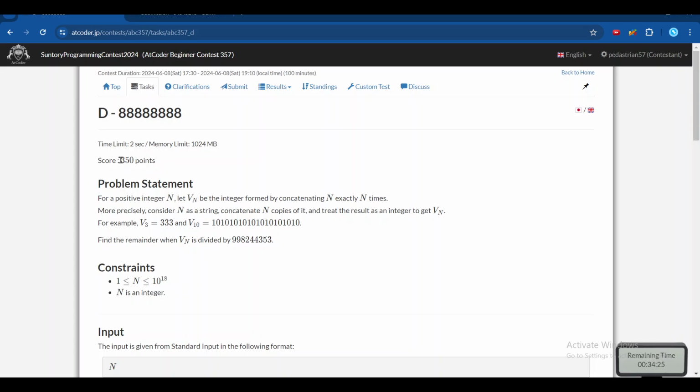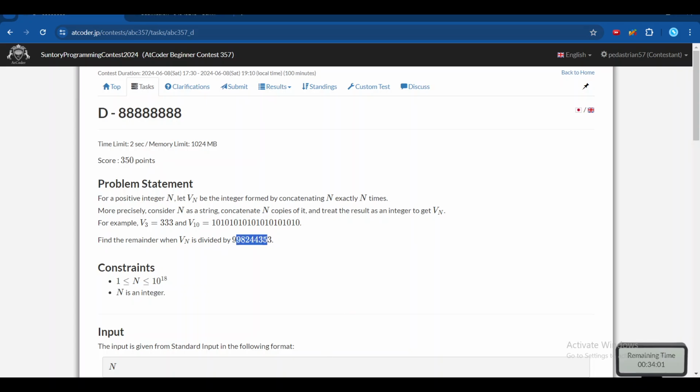Hello everyone. Today we are going to discuss the fourth problem of AtCoder Beginner Contest 357, which is Sum 8. So what is the problem statement? For a given positive integer n, let Vn be the integer found by concatenating n exactly n times. So V3 is 333 and V10 is 10 repeated 10 times. Find the remainder when Vn is divided by this modulo.